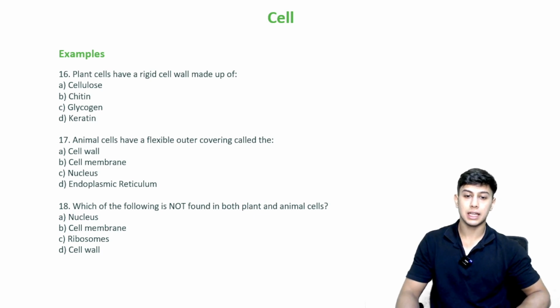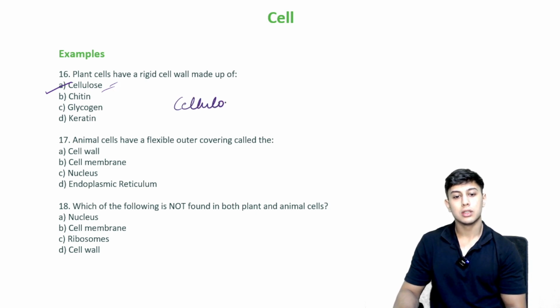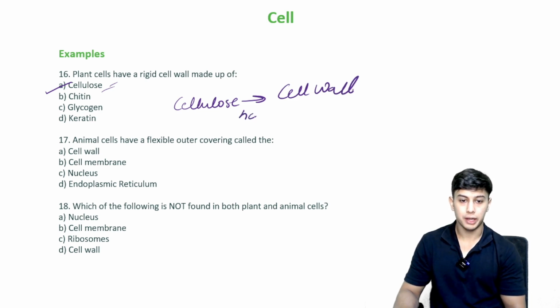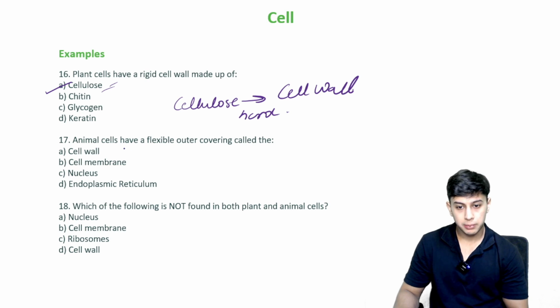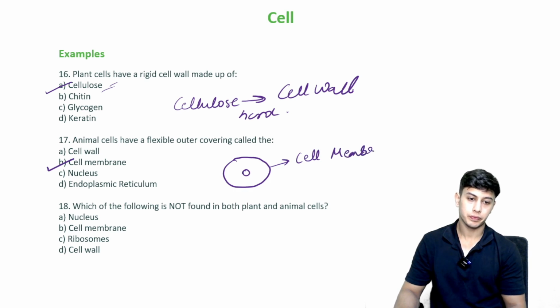Plant cells have a rigid cell wall made up of what? Cellulose, chitin, glycogen, keratin. The correct option is option A, cellulose. Alright, cellulose means cell wall. It is hard. Animal cells have a flexible outer covering called cell wall, cell membrane, nucleus, endoplasmic reticulum. Answer is cell membrane. So animal cells, they look like this. They have the nucleus. They only have the cell membrane. No cell wall.